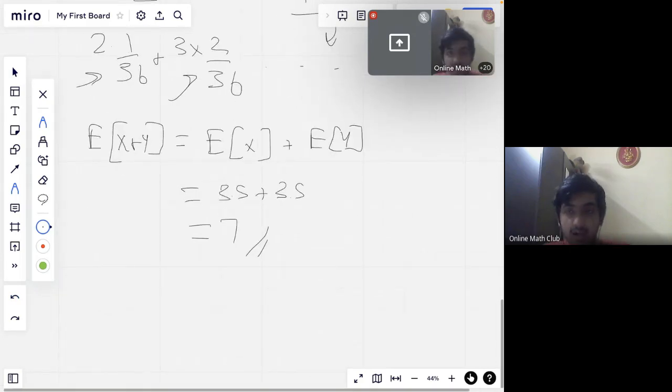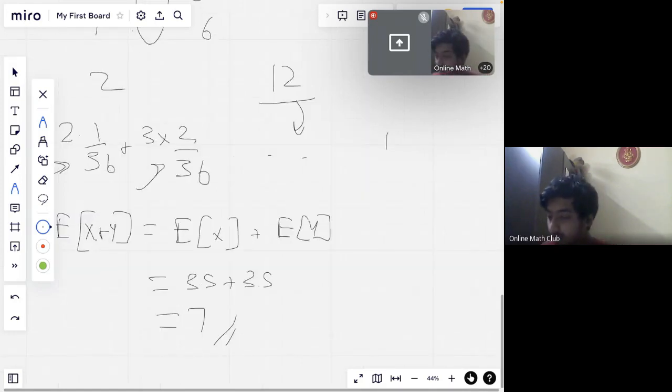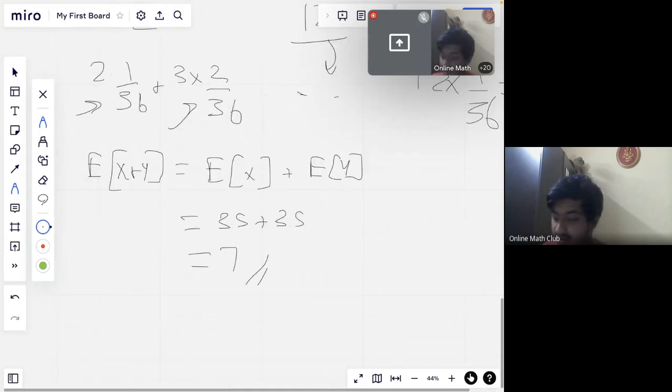I mean, yeah, this doesn't feel natural, it's almost like magic. You can just sum up the 3.5s. The long calculation that you might do, that ends up with 12 into 1 by 36, and you just calculate this value, you'll get 7, and you can just sum 3.5 and 3.5 here.